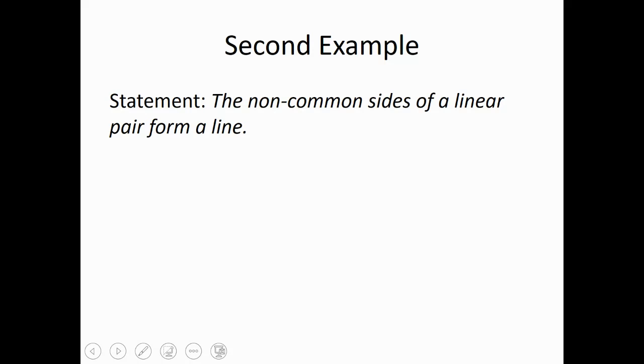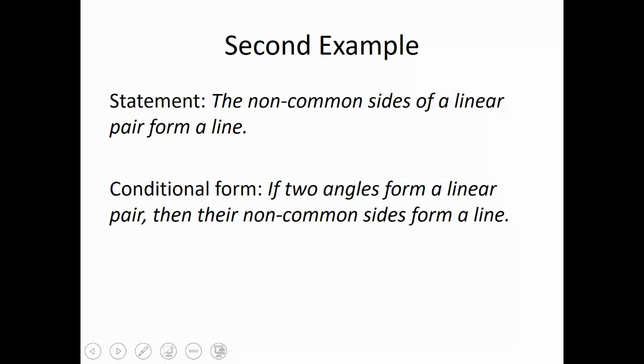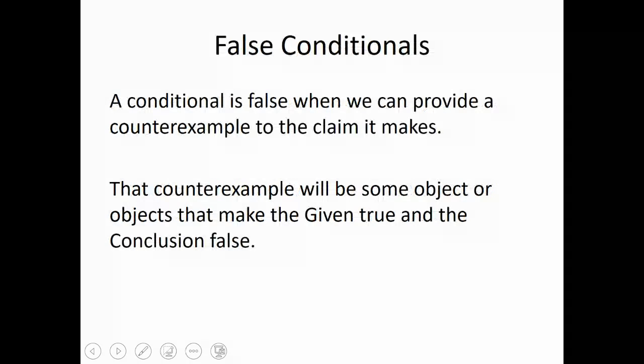Here's a second example. The non-common sides of a linear pair form a line. What would this be in conditional form? You might take a moment to consider this and attempt to answer yourself. And here's the answer, very quickly. If two angles form a linear pair, then their non-common sides form a line. And I think clearly, once again, this is synonymous with the original statement. And now we have explicitly in front of us the if and the then.